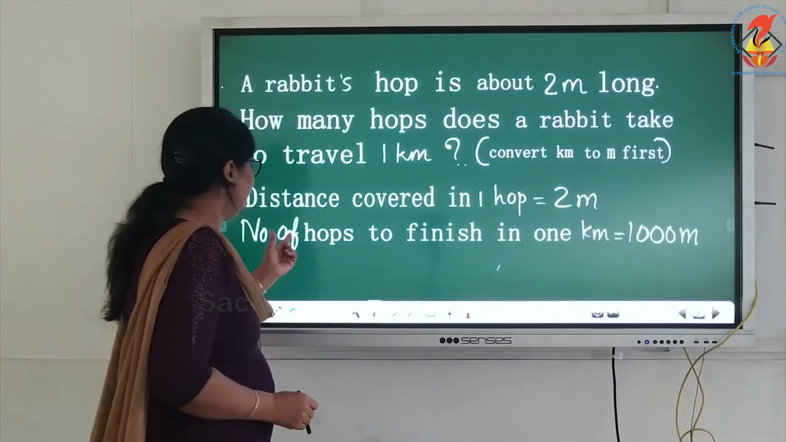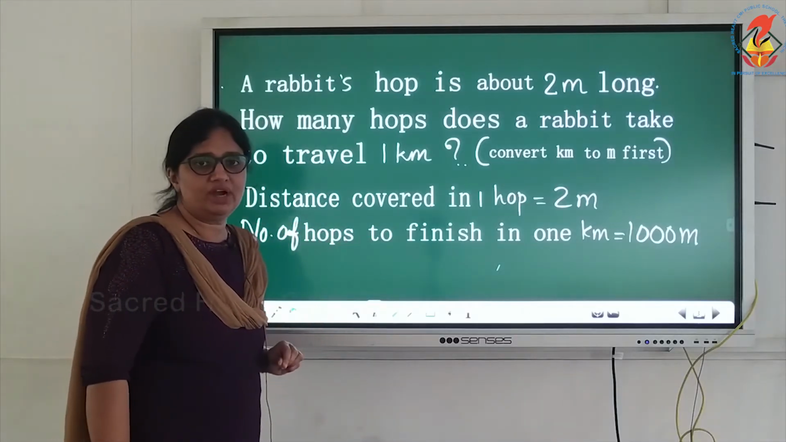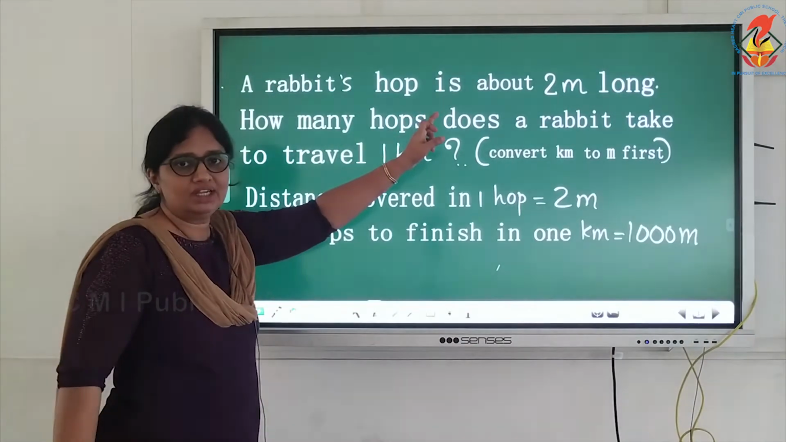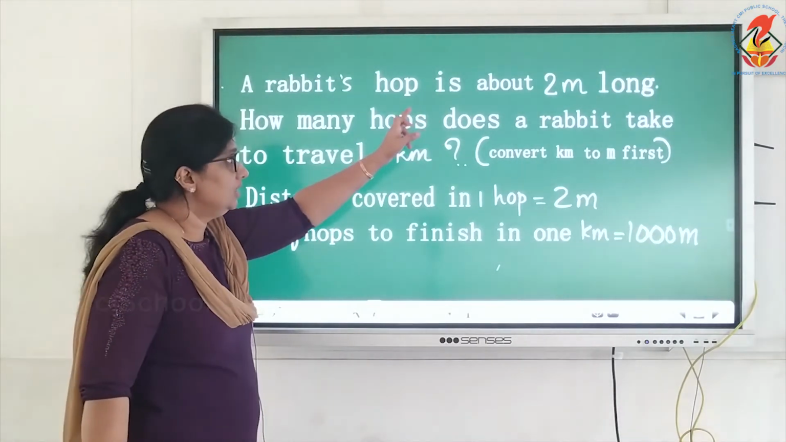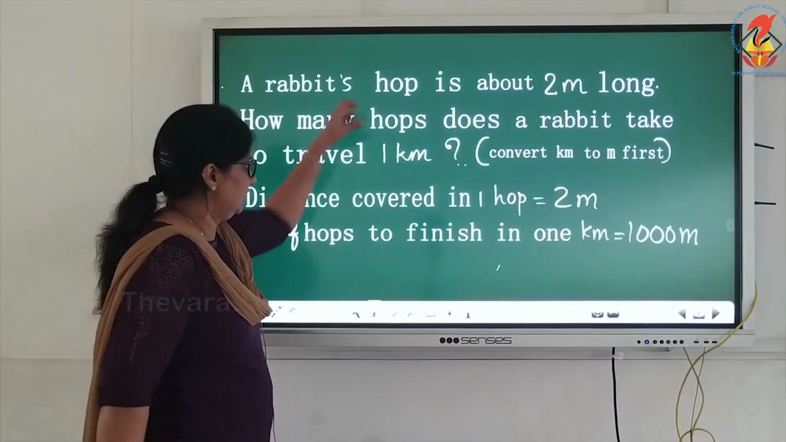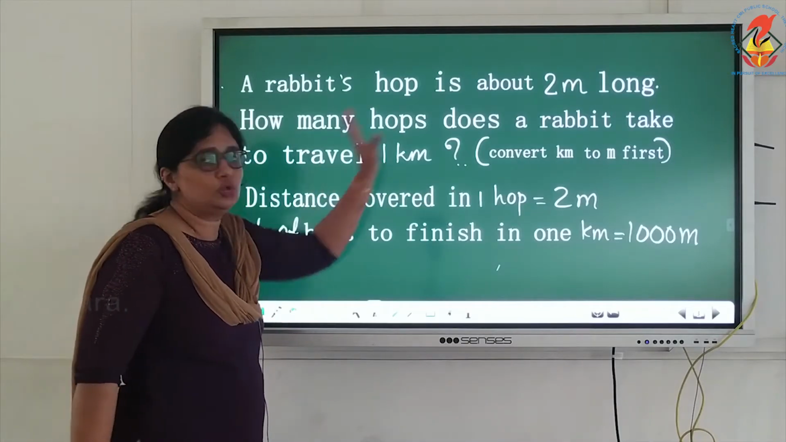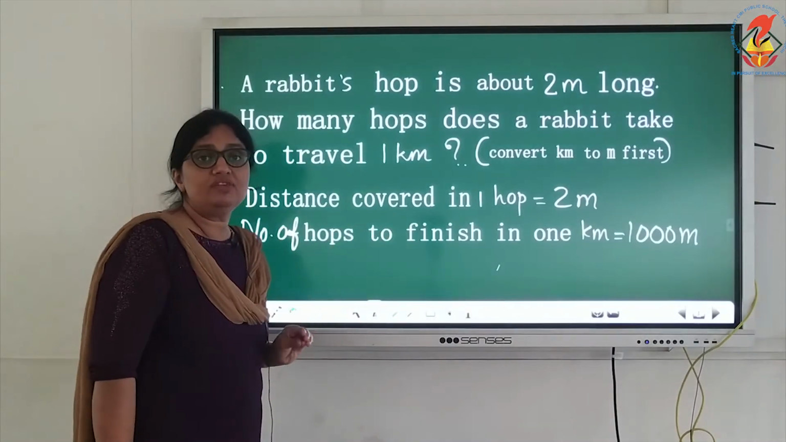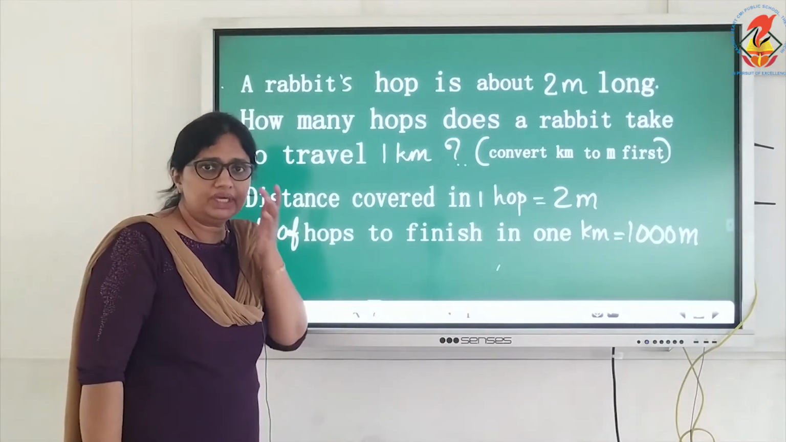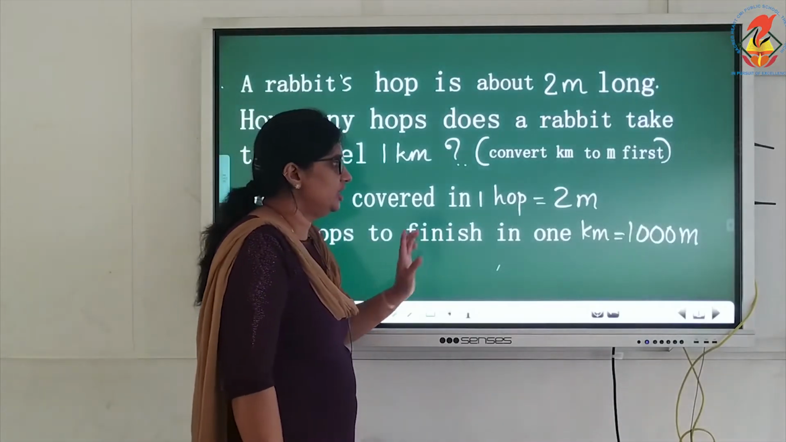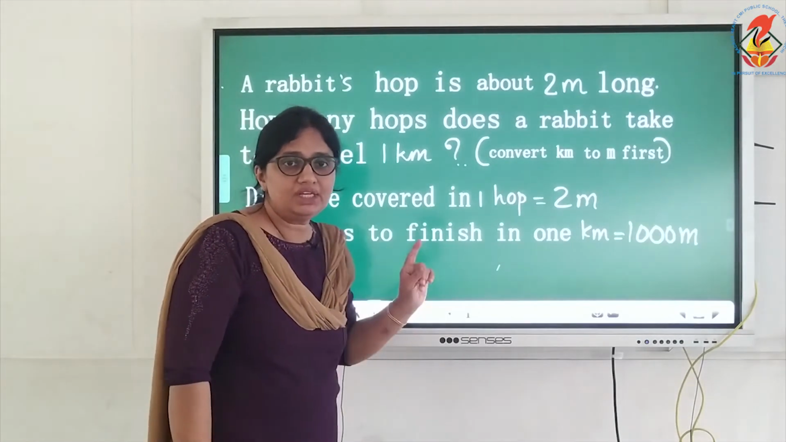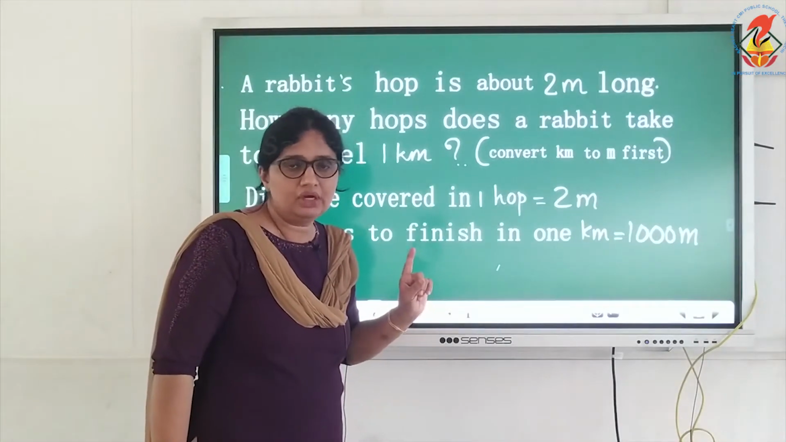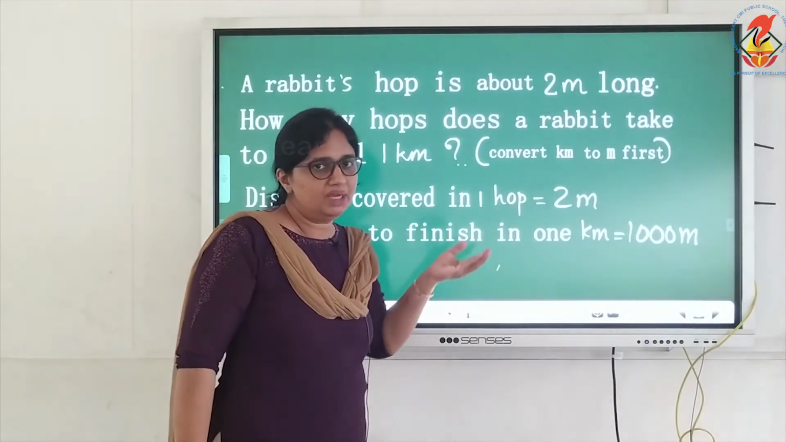And how can we find the number of hops to finish 1 kilometer? 1 kilometer divided by what? 1 kilometer divided by 2 meter, because the distance covered in one hop is 2 meter. And they ask for the number of hops to finish 1 kilometer. The number of hops equals 1 kilometer divided by the distance covered in one hop. That is 1 kilometer divided by 2 meter.